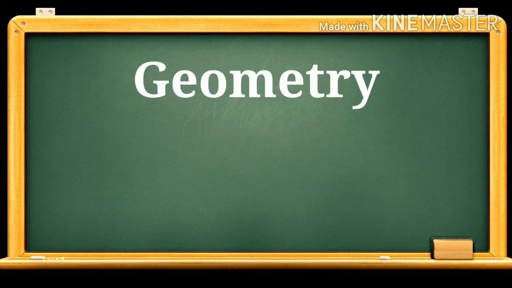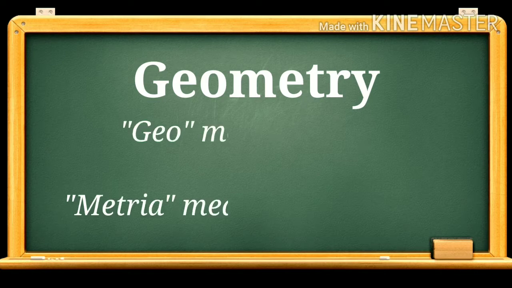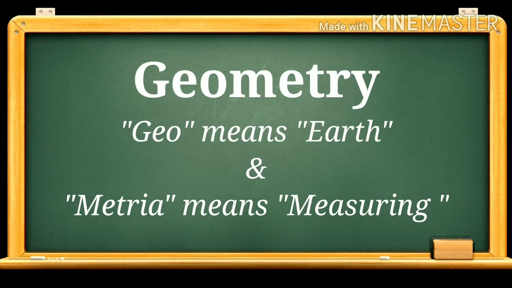What is meant by geometry? It is a combination of two Greek words. First is geo. Geo means earth, and the second word is metria. Metria means measuring. So it becomes geometry. Geometry means measuring the earth.